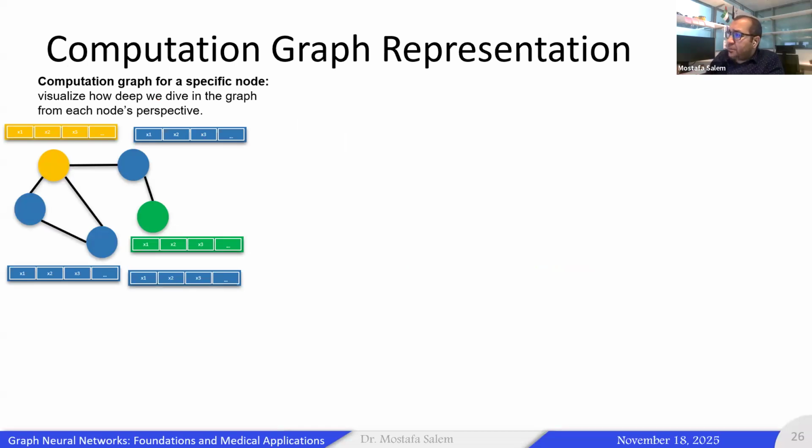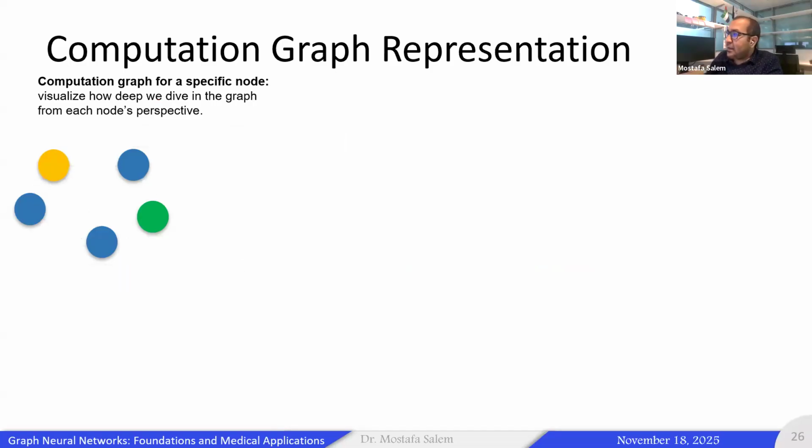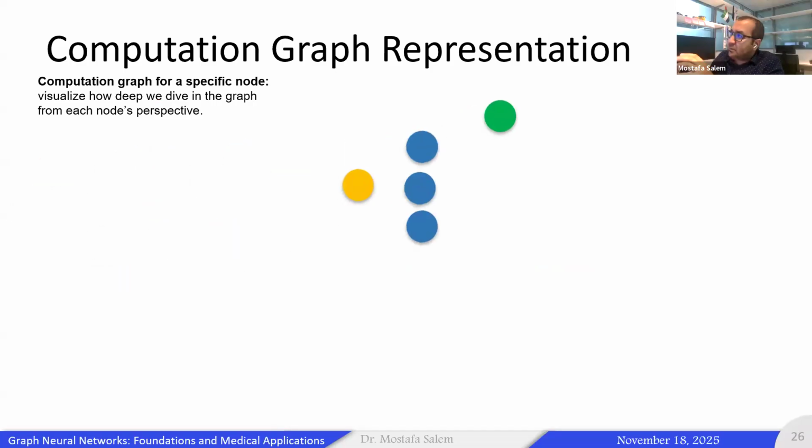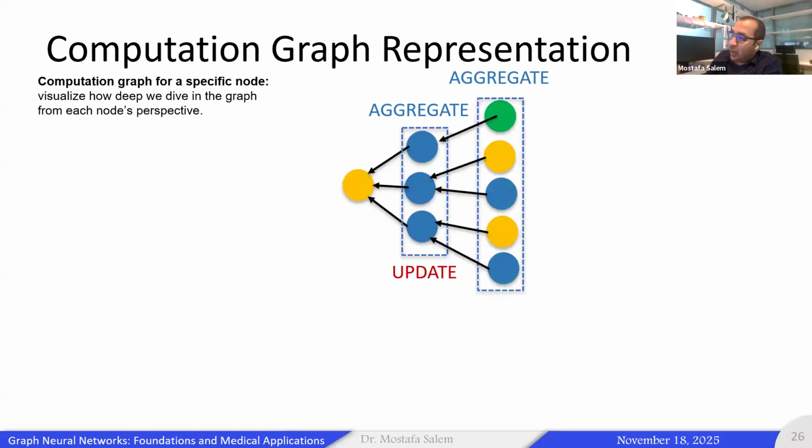Let's talk about what's called computational graph representation. If I have this graph, I want to visualize how deep we dive in the graph from each node's perspective. For example, for the Euro node, in the first step, the Euro node will aggregate information from its 3 direct blue neighbors. It will do aggregate and update.